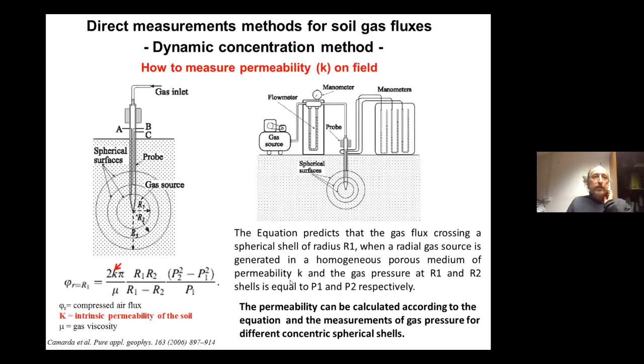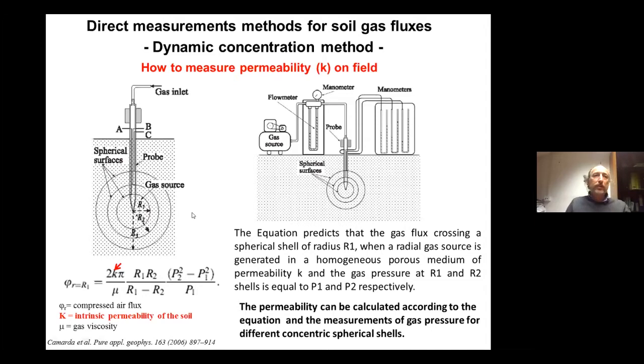And the authors proposed a method that can be used to estimate the soil permeability point by point, but we need to use a gas generator, and we need to put air into the soil and measure the pressure at different depths to estimate the permeability point by point. And sometimes this is not very useful for an extensive survey of gas flux from soil.